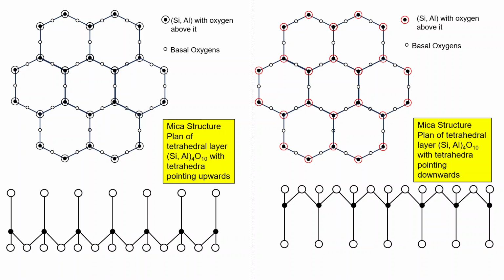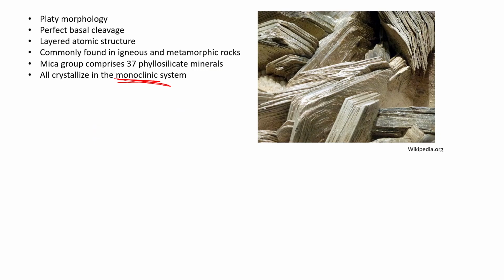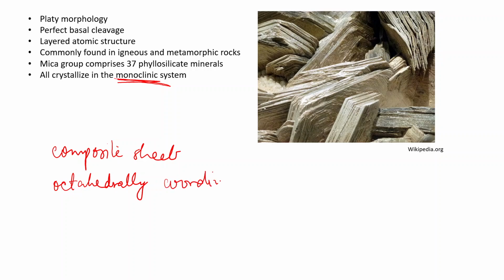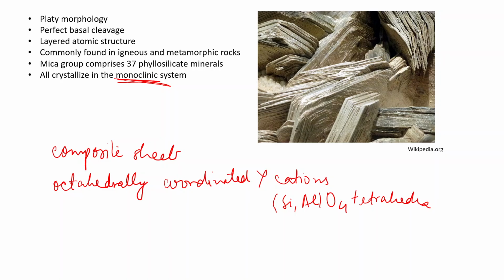So when we look at the structure of mica, the basic structural feature of mica is a composite sheet in which a layer of octahedrally coordinated Y cations is sandwiched between two identical layers of linked (Si,Al)O4 tetrahedra. So when we talk about the structure, it is a composite sheet in which a layer of octahedrally coordinated Y cations is sandwiched between identical layers of SiAlO4 tetrahedra. And we'll see how this structure goes on.